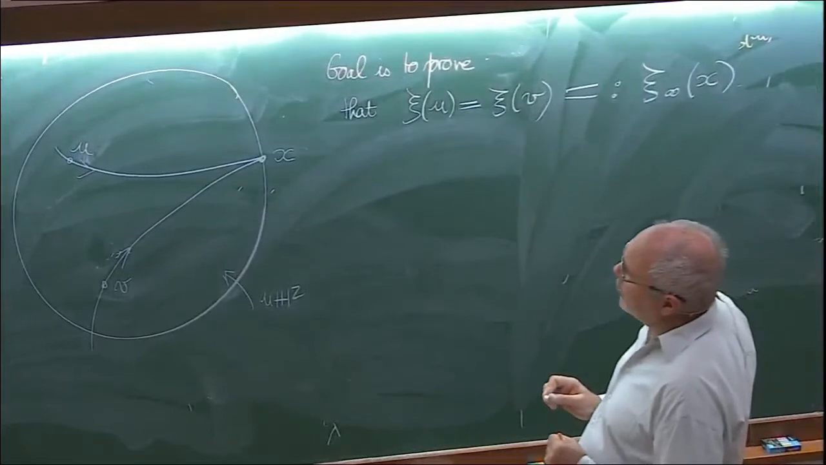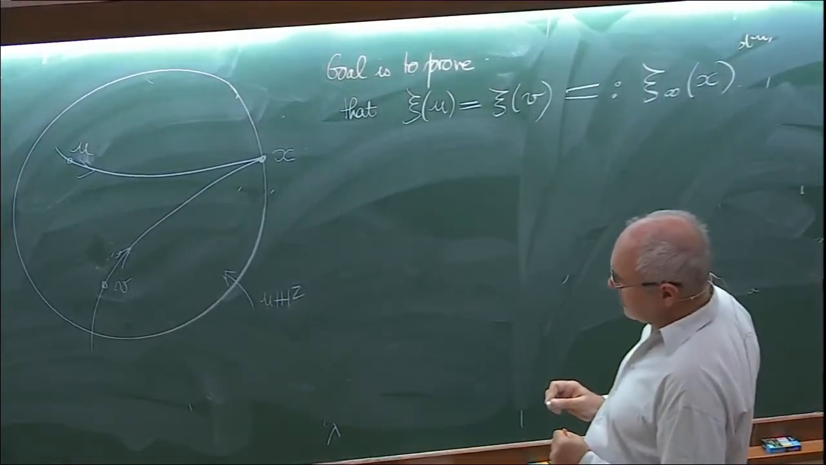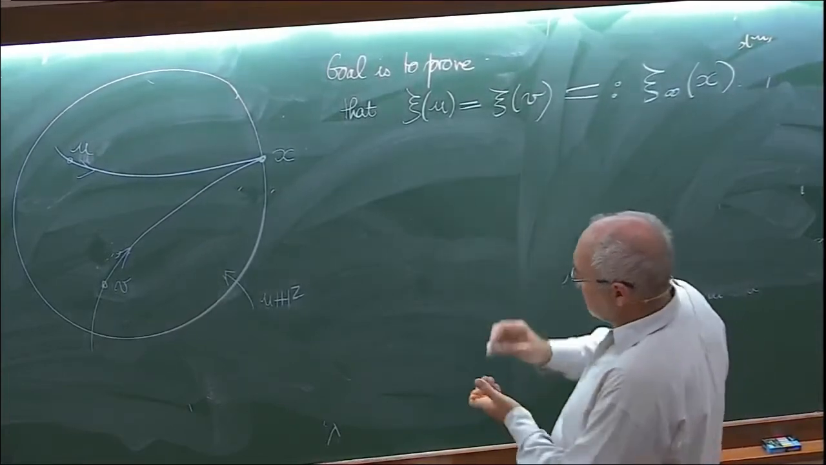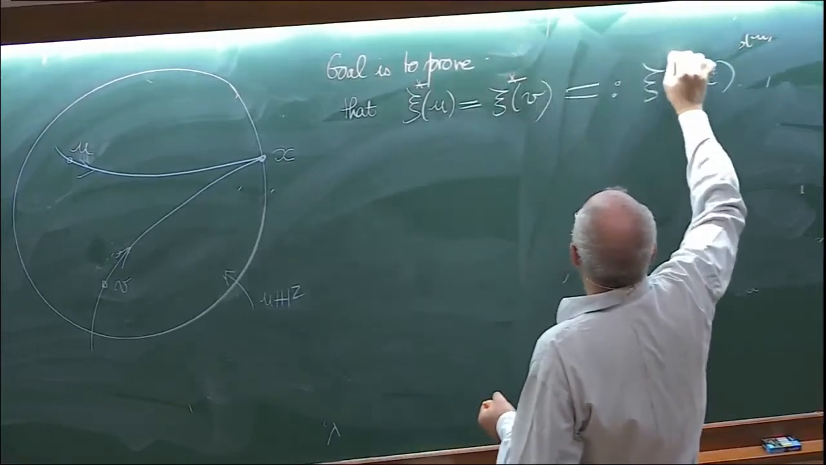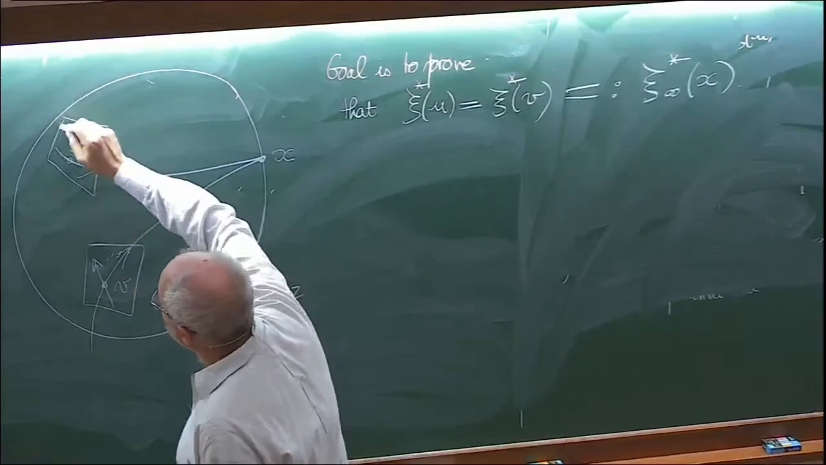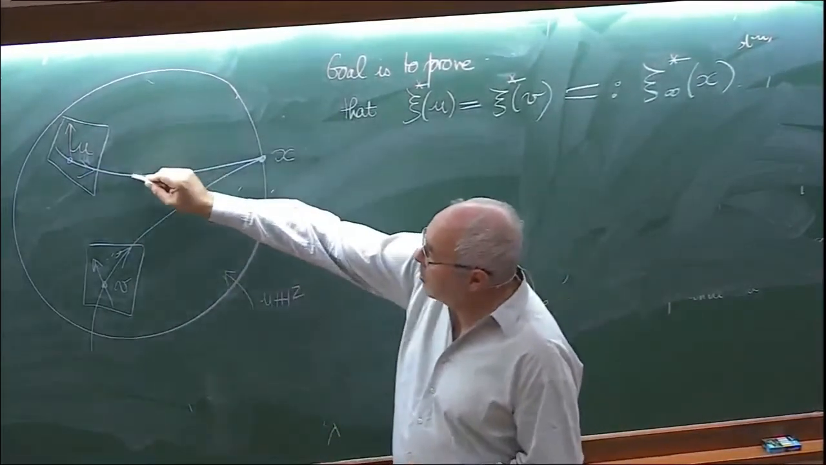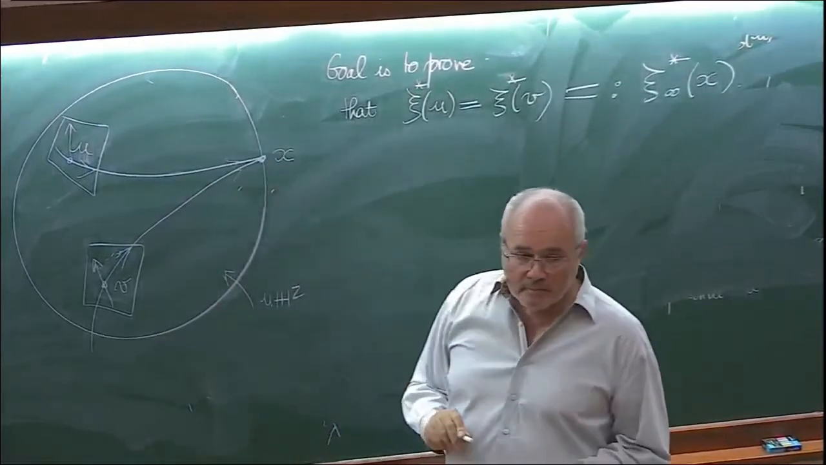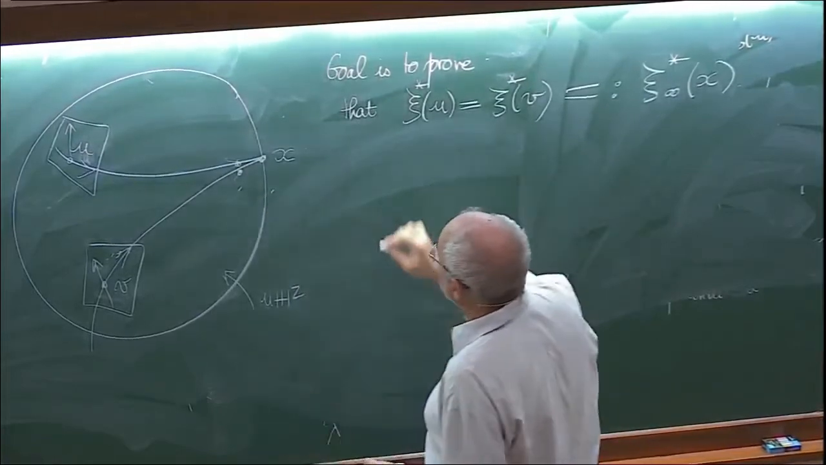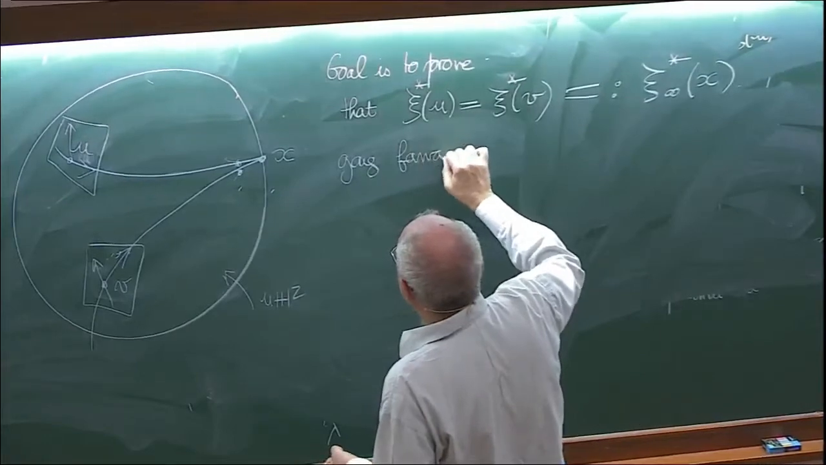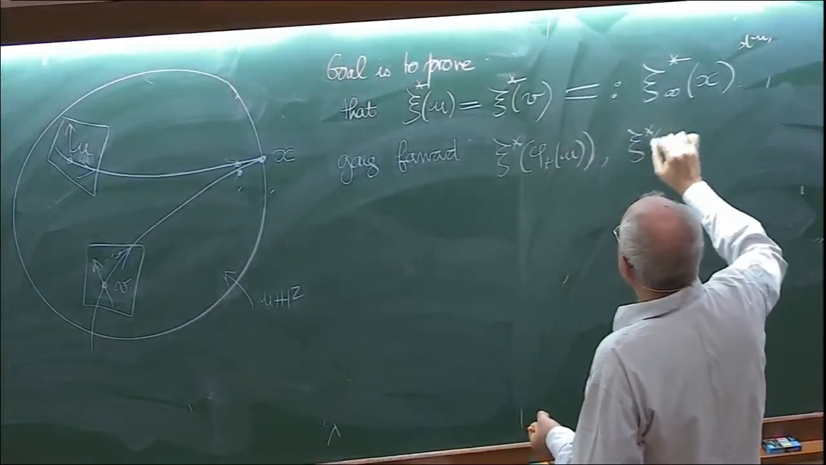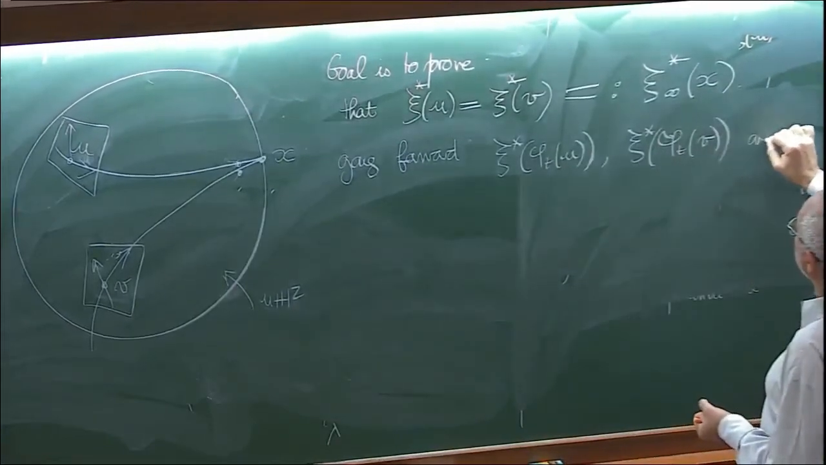So what do you do? I think it's psi star, and psi star. So what happens? You take this, so you have this little thing here, and you have this little thing here. So now you go very, very far along the flow, going forward, and psi star of phi t of u and psi star of phi t of v are going to be close.